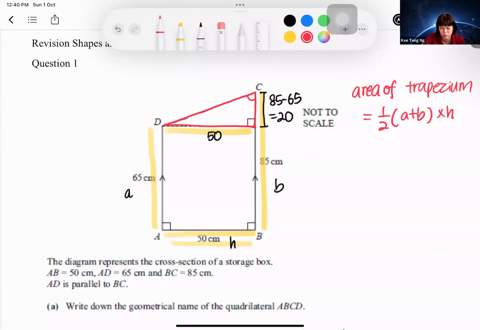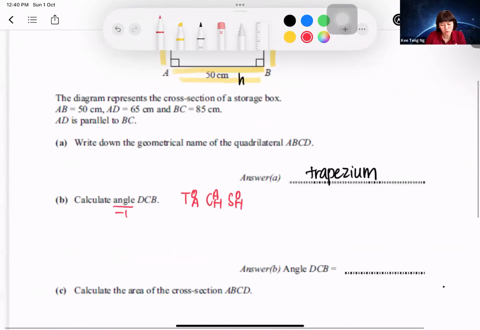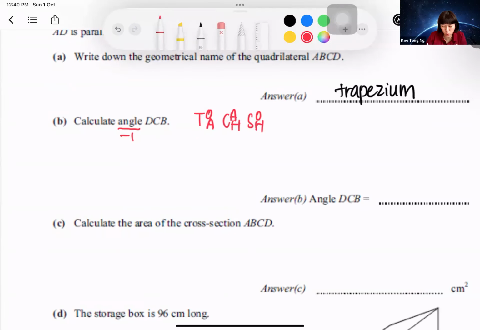And they asked me to find angle DCB. So this is the angle I'm looking at. If I'm looking at this angle, then I need to label the sides. So 50 will be my side opposite. It doesn't touch the angle, so it's the side opposite to it. And then I have my 20 over here. It touches the side of the angle, but it's not the hypotenuse, so in this case, it's the adjacent. All right, O and A. So looking at O and A, we have TOA. So the only suitable one will be tangent.